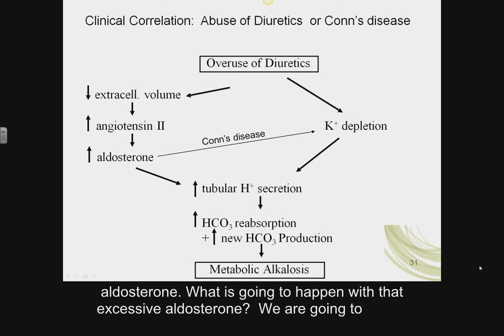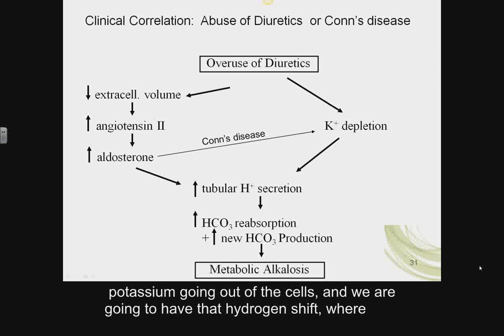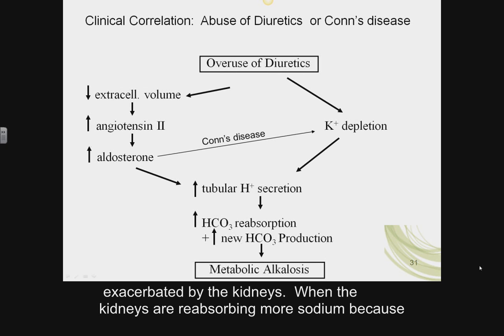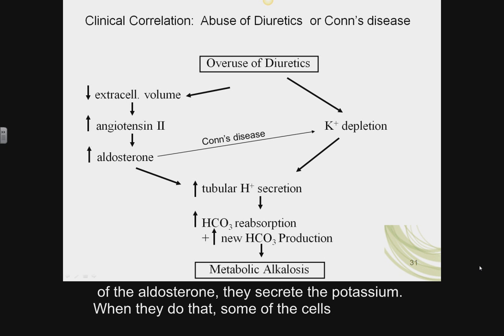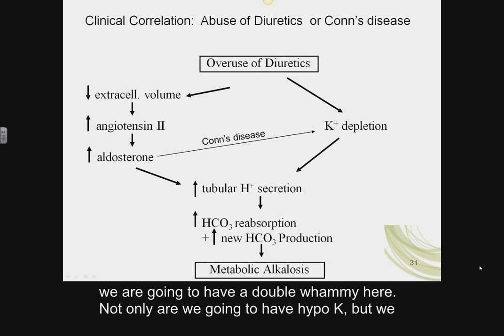Crohn's disease is excessive aldosterone release. What is going to happen with that excessive aldosterone? We are going to have potassium depletion. Potassium depletion means that we are going to have more potassium going out of the cells, and we are going to have that hydrogen shift, where hydrogen will go more into the cells. This potassium depletion in the tissues is going to be exacerbated by the kidneys. When the kidneys are reabsorbing more sodium because of the aldosterone, they secrete the potassium. When they do that, some of the cells in the nephron also secrete hydrogen, and this leads to more tubular hydrogen secretion. We are going to have a double whammy here.